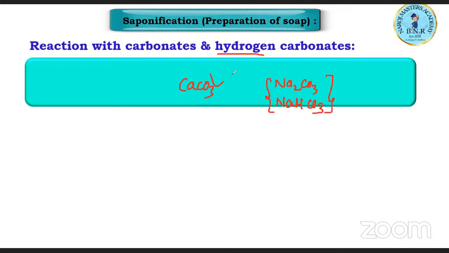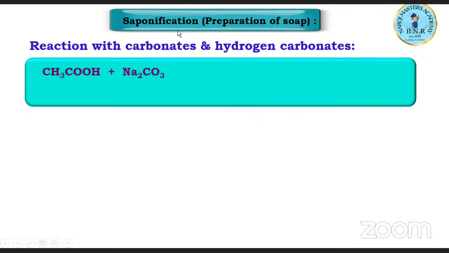So take these two examples. Calcium carbonate is already solid in state here. You can take any one, but we are taking sodium carbonate here. We'll see the reaction with sodium carbonate. What is the name of CH3COOH? Ethanoic acid. It means carbonate reacting with acid, ethanoic acid. Acid plus carbonate. And previously, to form ester, acid plus alcohol. Acid plus alcohol is different, acid plus carbonate is different.